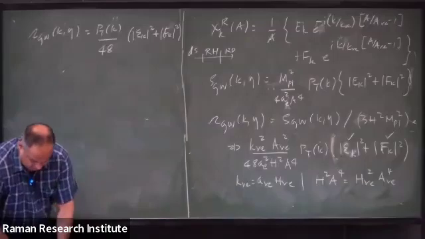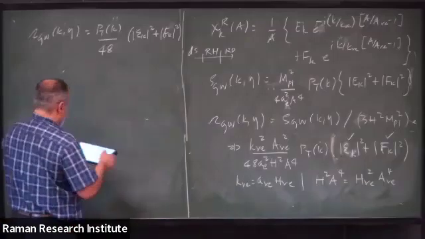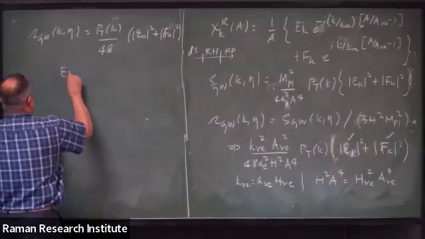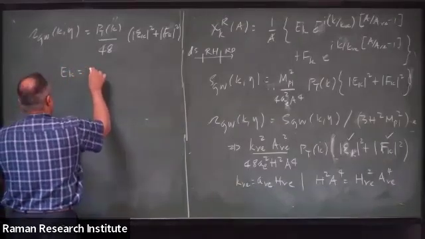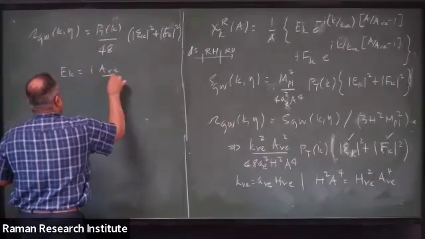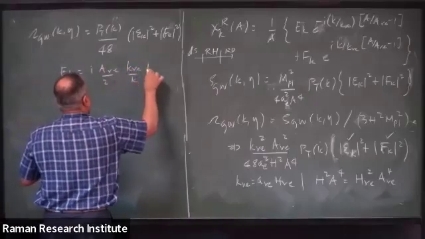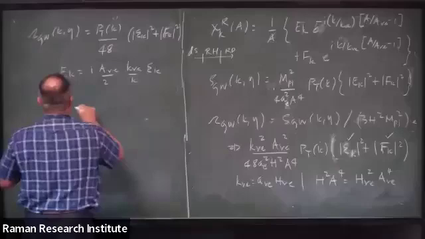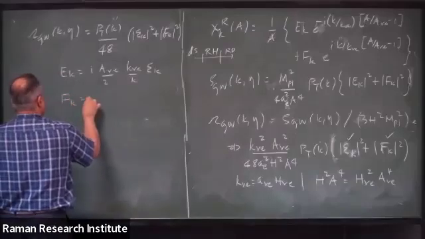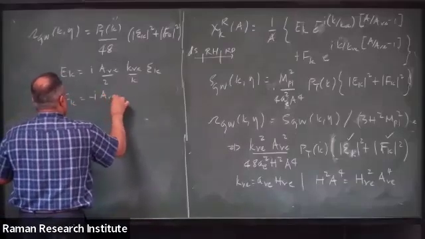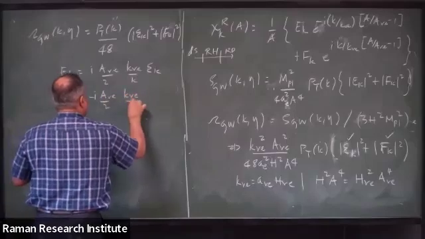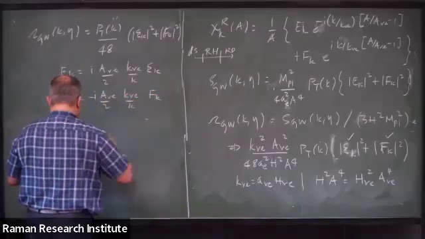Now I have to tell you what E_k is. This is the relation, which I'm writing for the sake of completeness: E_k is related to script E_k by 2 k_RE by k, and F_k is similarly minus i a_RE by 2 k_RE by k script F_k.